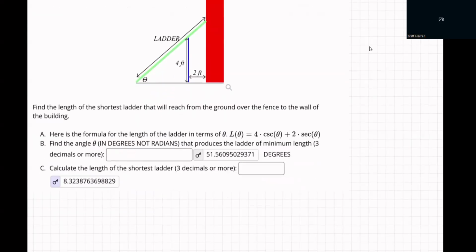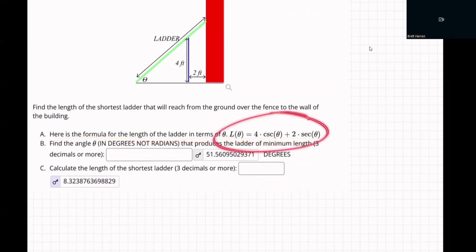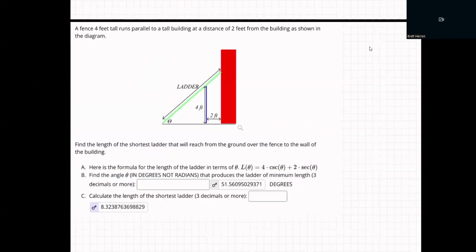Well, down here, here's the formula for the length of the ladder in terms of theta. L of theta is 4 cosecant theta plus 2 secant theta. We did the setup problem in another part, and we got that formula. Now, this is the conclusion part. Let's find the angle theta in degrees, not radians, that produces the ladder of minimum length, 3 decimals or more. We get that, and then we're going to calculate the length of the shortest ladder.